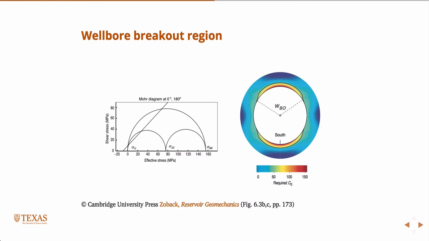So there's a couple different ways we can look at these things. Typically, also, this indicates the WBO, the breakout width. It's typically expressed in terms of an angle, whatever this angle is, WBO. So it's the angle associated with the breakouts that will occur. And the breakouts will always occur in pairs, because the stress is identically the same here as it is there. So the breakouts will always occur in pairs on either side of the wellbore.